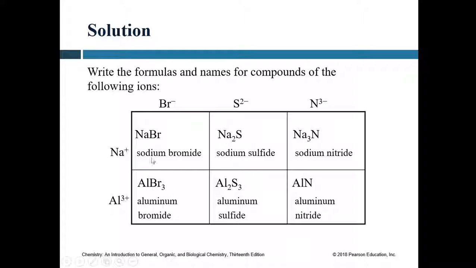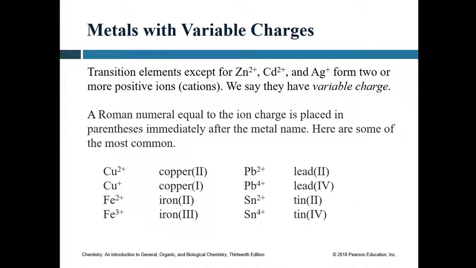For our Al3+ and our sulfur 2-, in order to get our charges balanced out, the common denominator is 6. So 2 times 3 positives is a +6. And 3 times 2 negatives is a -6. So a +6 and a -6 equals 0. So that's why you're going to have an Al2S3, aluminium sulfide, or aluminum sulfide. AlN, this is a 1-to-1 ratio because this is 3 positives and 3 negatives. So aluminium nitride.